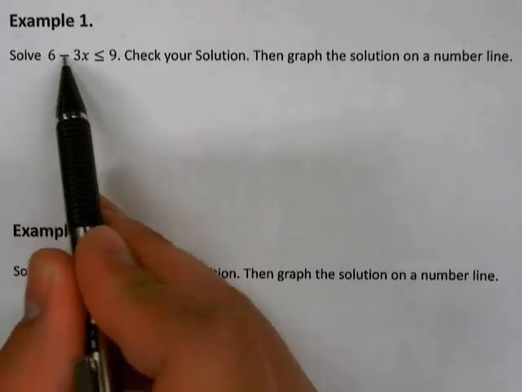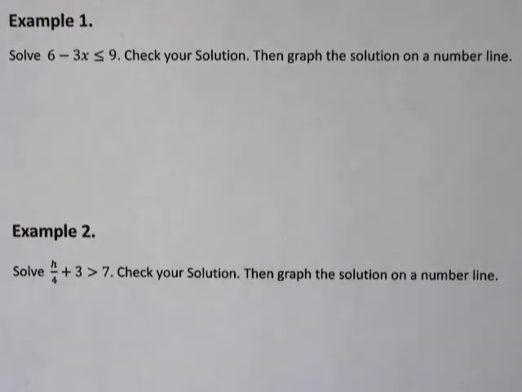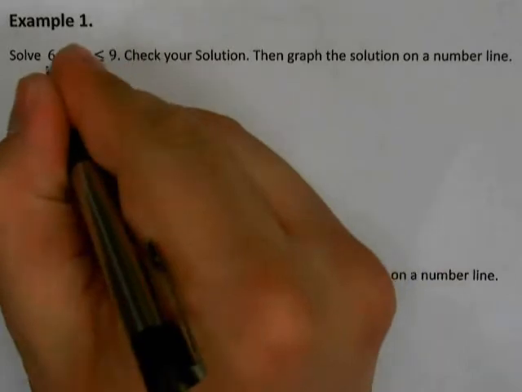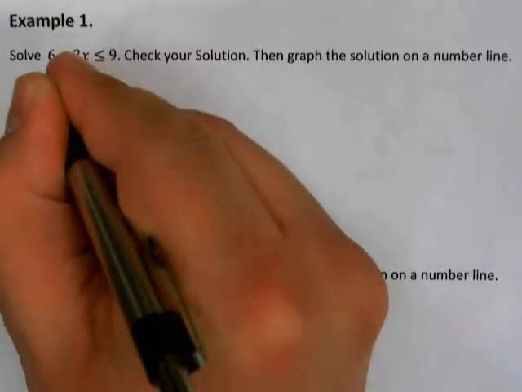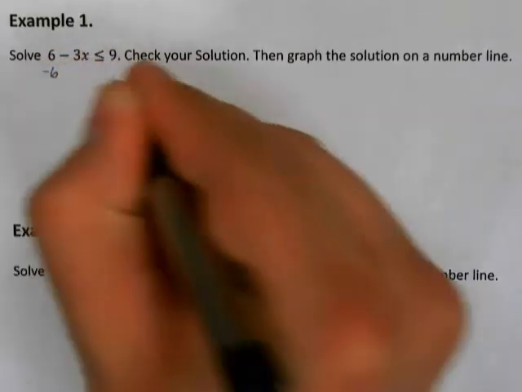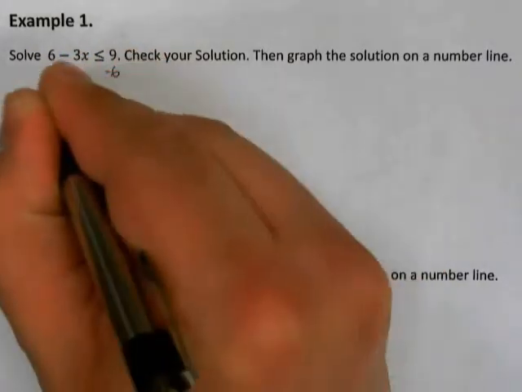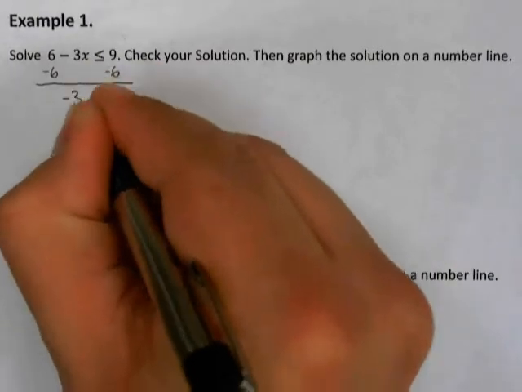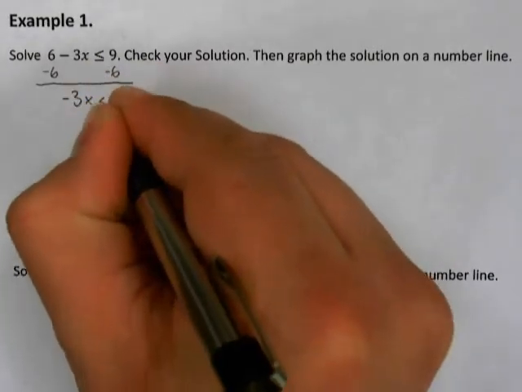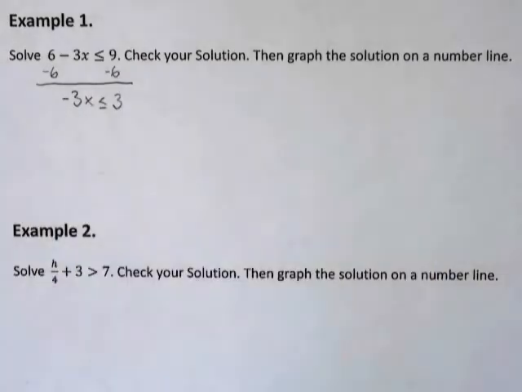And so if there's anything adding or subtracting here, that's what we want to do first. Because it's 6 minus 3x, we've got to get rid of that 6 first. And remember, this is a positive 6, even though this is minus 3x. So we have to subtract 6 on both sides. When we do that, we're left with negative 3x is less than or equal to 3.